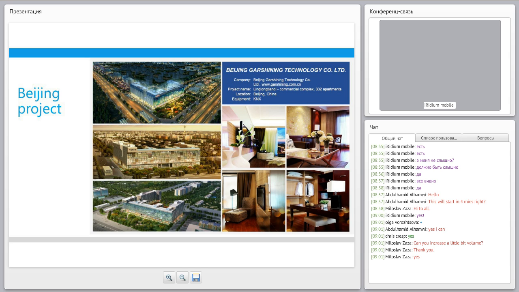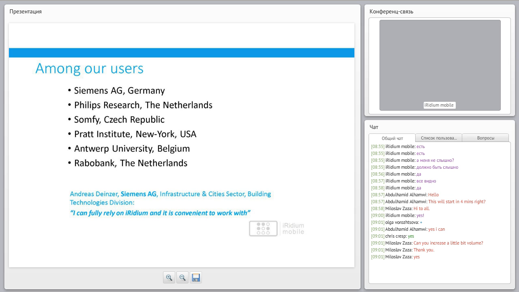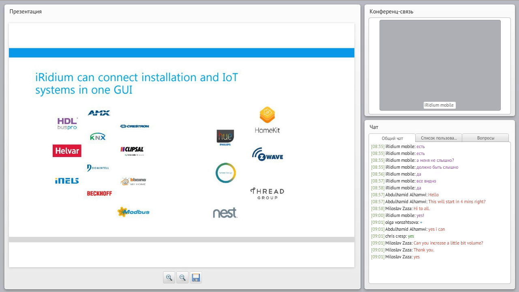So this is some more information about this Beijing project, Linglong-Tiandi. It uses KNX equipment, and every apartment has a user interface based on iRidium. Among our users are companies like Siemens in Germany. They even use iRidium in their head office. Philips Research in the Netherlands, and Somfy, not in France or Switzerland, but in the Czech Republic. They use iRidium as their application.